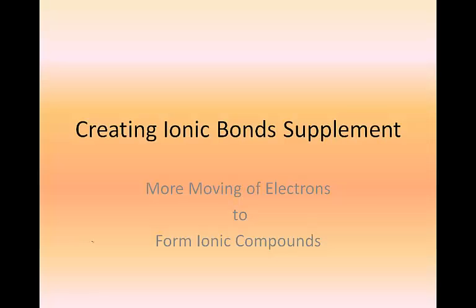Creating ionic bonds, supplement: more moving of electrons to form ionic compounds. If we take a look at potassium, potassium is a group 1 element, so it has one valence electron. When we consider our table, we have one valence electron. We want 7 more to get to 8, so we will lose that 1.